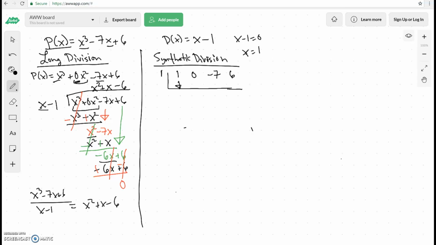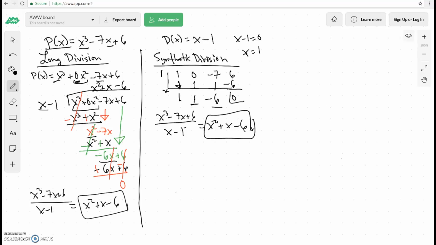So I'm going to bring down the 1. 1 times 1 gives me 1. 0 plus 1 is going to give me 1. 1 times 1 gives me another 1. This is going to give me negative 6. Negative 6 times 1 gives me negative 6. And I'll get a 0. Okay? So when I divided x cubed minus 7x plus 6 by x minus 1, since this was originally a cubic, this is now going to be a squared. So it's going to be x squared plus x minus 6. And there's no remainder in this case. So notice that we get exactly the same answer.